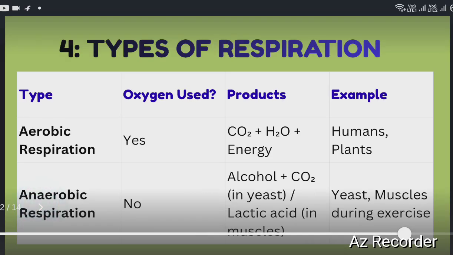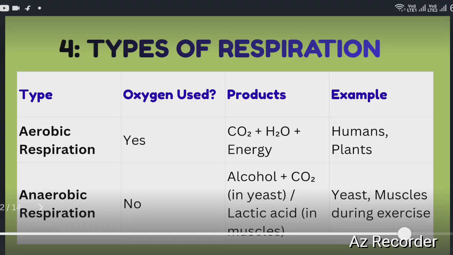And the main types of respiration: as we know, respiration occurs mainly by two processes, aerobic respiration and anaerobic respiration. In aerobic respiration, the organisms use air, so respiration occurs in the presence of air, which we call aerobic respiration. And in anaerobic respiration, respiration occurs in the absence of air, which we call anaerobic respiration.